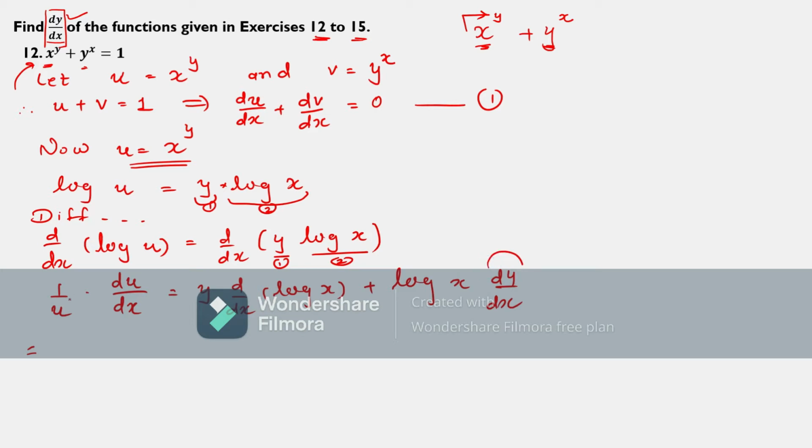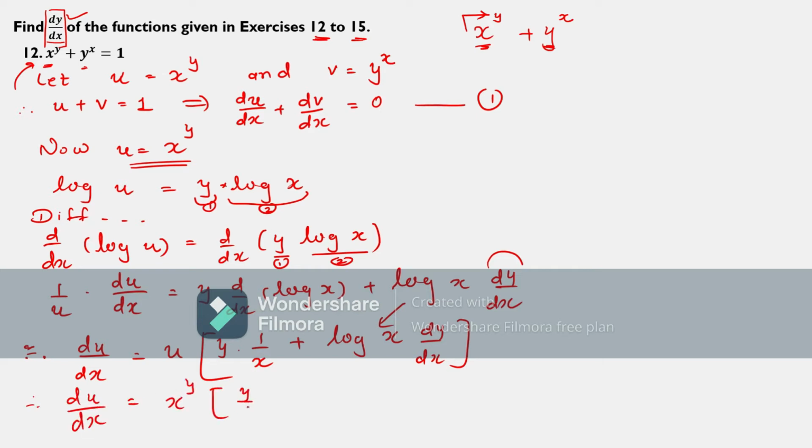When we substitute, we'll get, let me take 1 by u to that side, so du by dx as it is over here, and u will be multiplied with this full thing. So y into d by dx of log x, by direct identity, we have 1 by x, and log x as it is, and dy by dx as it is. Let me substitute the value of u, which is x to the power y: du by dx equals x to the power y times y by x plus log x dy by dx. Taking this as number 2.